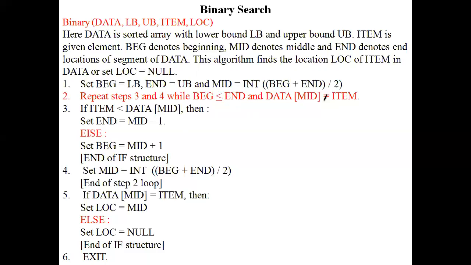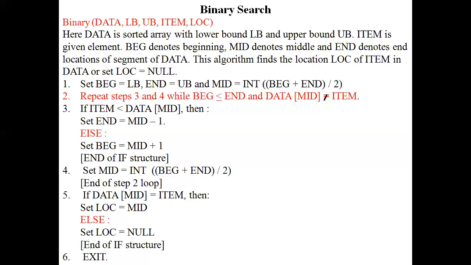If item is less than data[mid], the searching can only appear in the left half of the segment. Otherwise, in the else part, we have to set the new beginning element. So beginning is equal to mid plus 1, because the item can appear only in the right half of the segment.